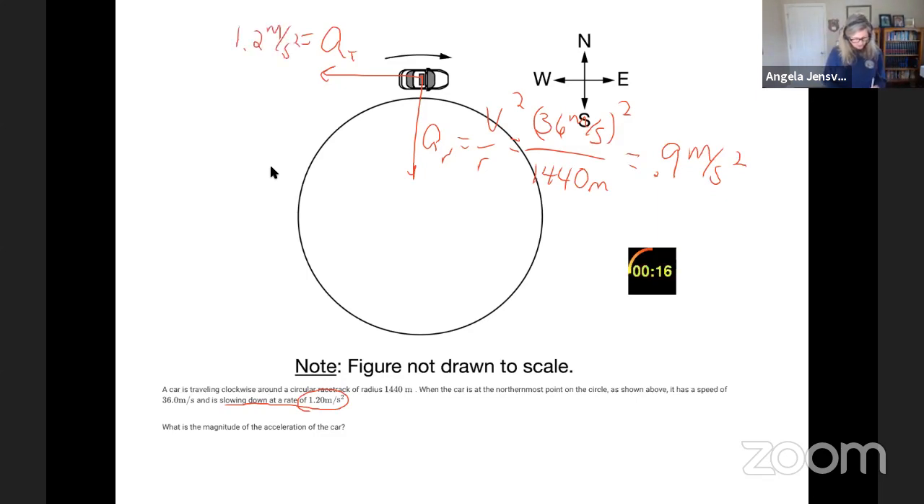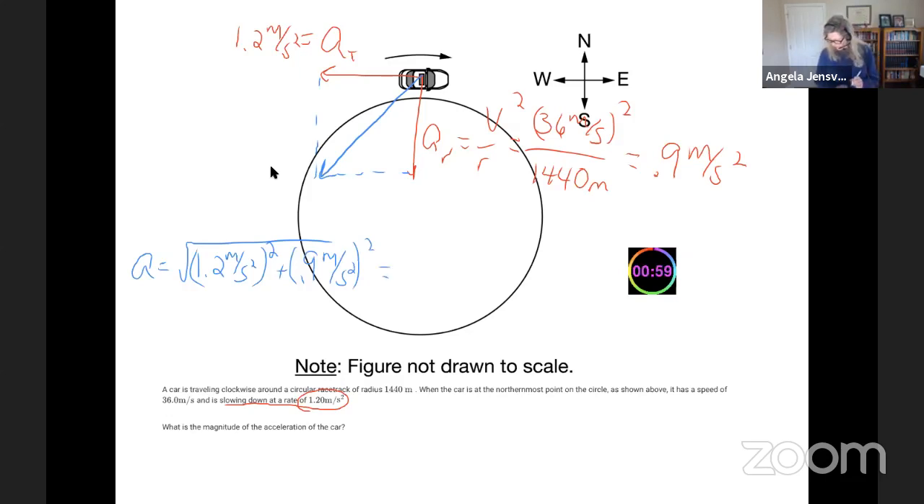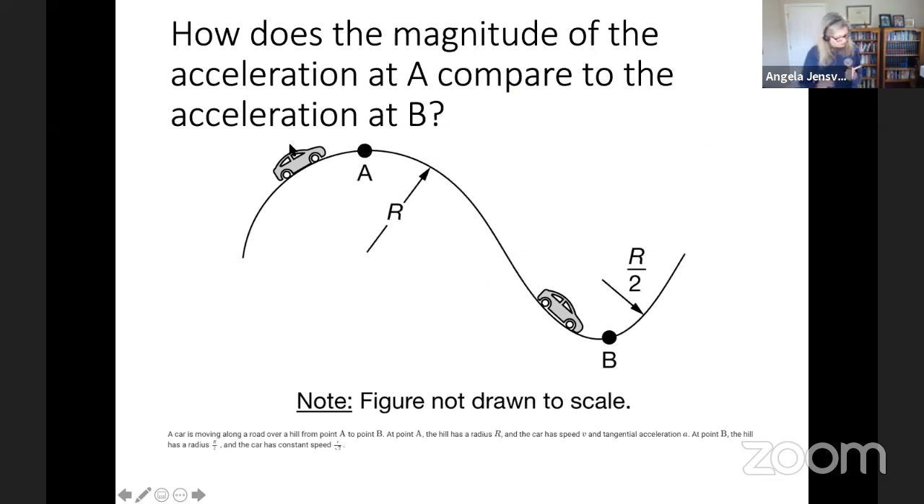So if you make a triangle to get the overall acceleration, or not a triangle, but a parallelogram, you want to get the diagonal. So you would do the square root of 1.2 meters per second squared, squared, plus 0.9 meters per second squared, squared. And I think you get 1.5 meters per second squared. And it just says magnitude, so it's not asking for direction. We know the direction, don't we? Because we wrote it out on our diagram. Okay, can you guys compare the acceleration of A to the acceleration of B?